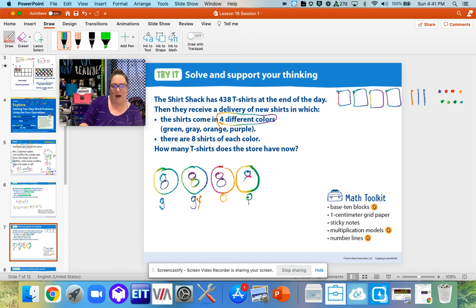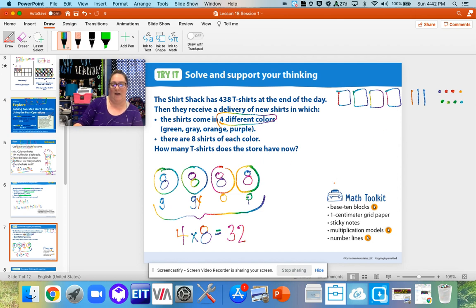Ooh, I grouped these. So what kind of problem could I use for this? That's right. I could have said 4 times 8. And I know that 4 times 8 is just 32. If I didn't know this, I could say 8 plus 8 is 16, plus 8 more is 24, plus 8 more is 32. So I've got 32 here for this part now.